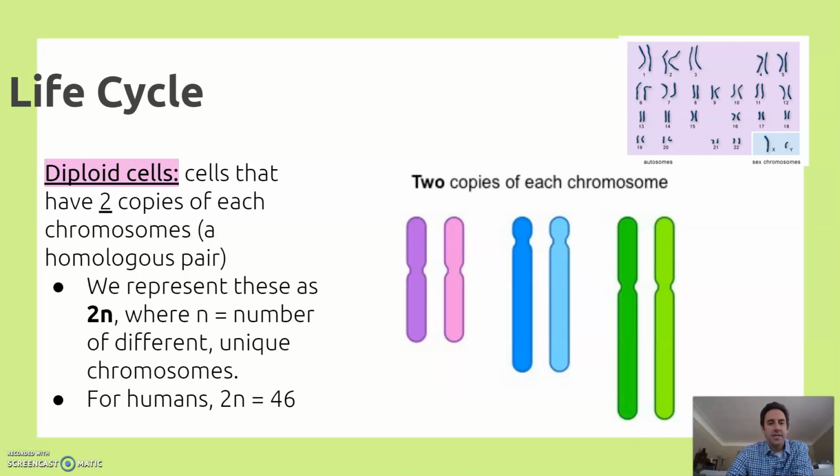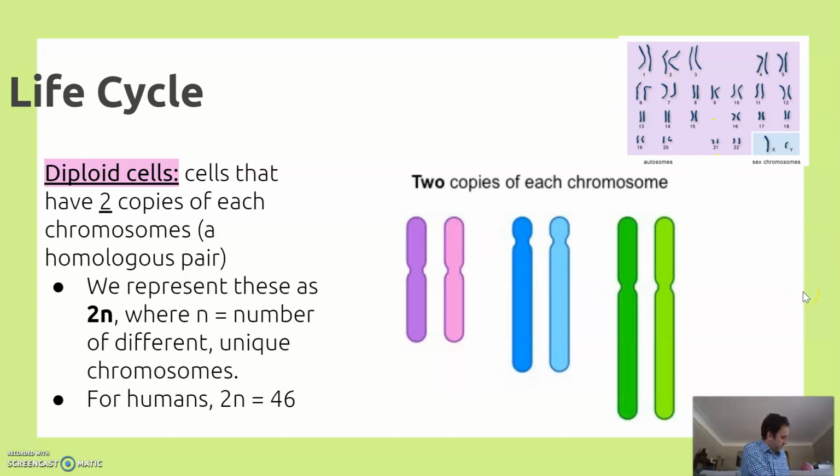So the first term is diploid. Diploid cells are cells that have two copies of each chromosome, a homologous pair. So most of the cells in your body, we've said, have 46 chromosomes, and we've seen this diagram, and they're arranged in pairs. So there's two copies of chromosome 1, two copies of chromosome 2, two copies of chromosome 3, etc. So we would say that these are diploid because there are two copies of each chromosome.